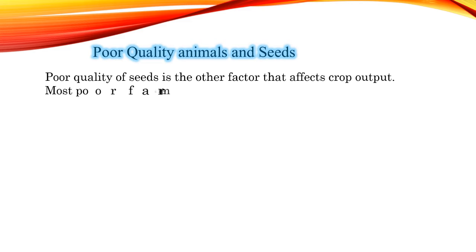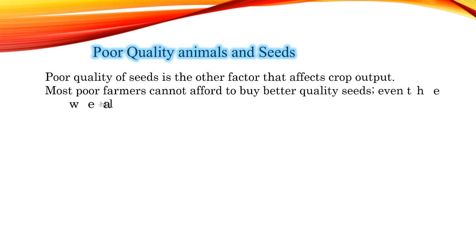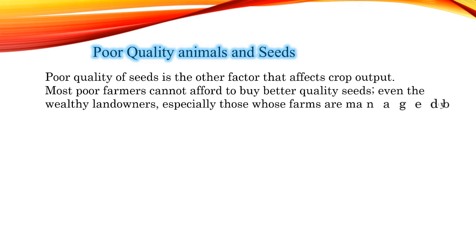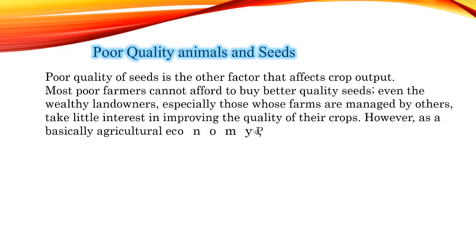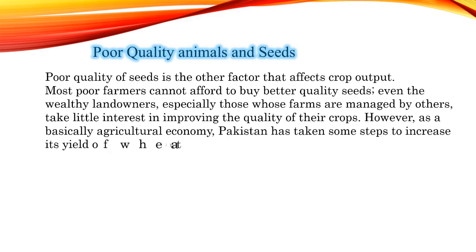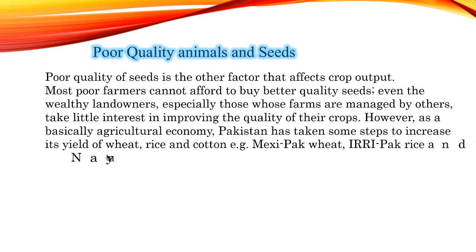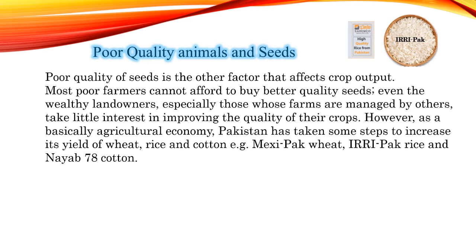Poor quality animal seed. Poor quality of seed is the other factor that affects crop output. Most poor farmers cannot afford to buy better quality seeds. Even the wealthy landowners, especially those whose farms are managed by others, take little interest in improving the quality of their crops. However, as a basically agricultural economy, Pakistan has taken some steps to increase its yield of wheat, rice and cotton. For example, Mexi Pak wheat, IRRI Pak rice and Nayab 78 cotton.